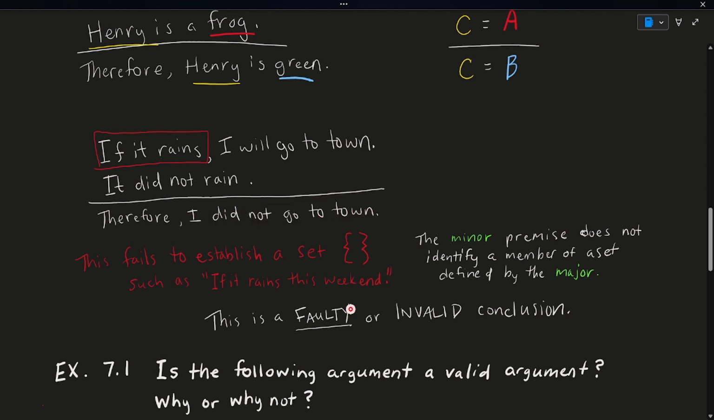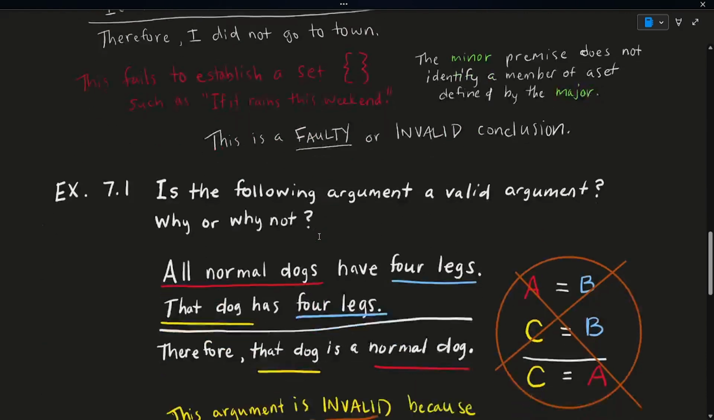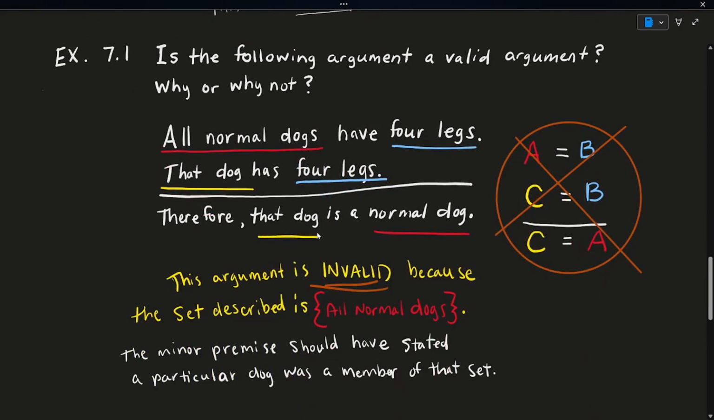All right, let's go ahead and start on example 7.1. The book's going to ask you, is the following argument a valid argument? Why or why not? And the argument's going to be in 3 parts. All normal dogs have 4 legs. That dog has 4 legs. Therefore, that dog is a normal dog.